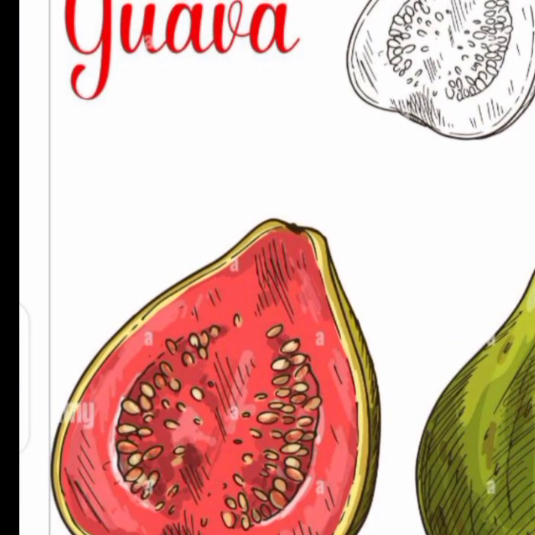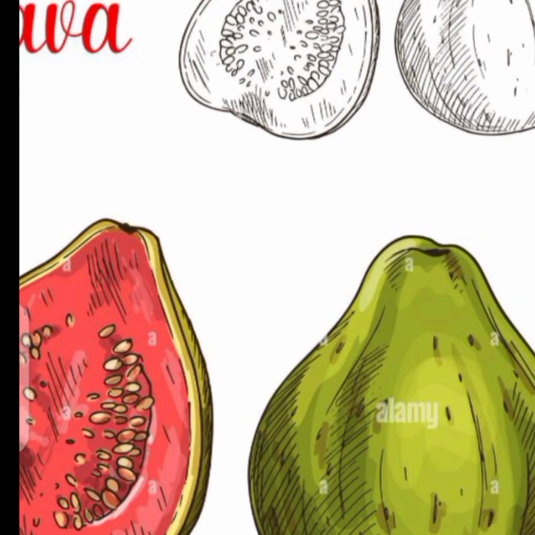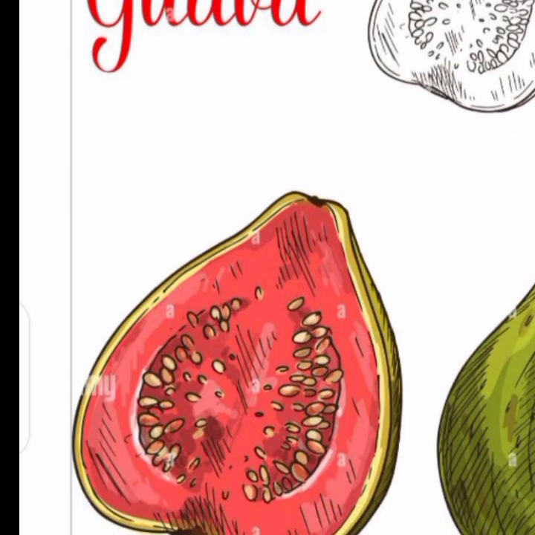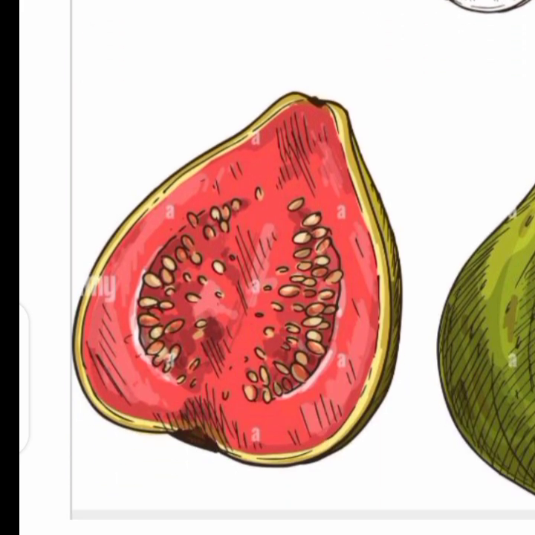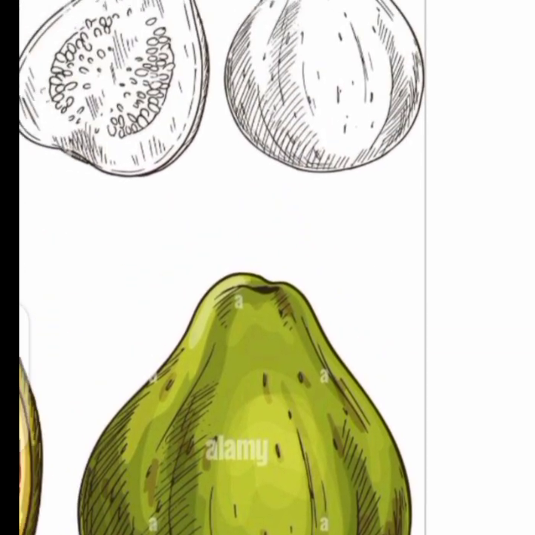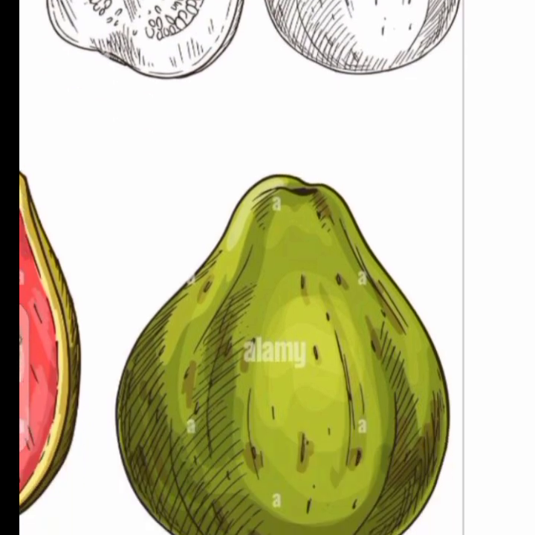Then the color can be green, yellow, or red. This one is actually red, depending on the variety and the ripeness. As for shape, guava are typically round or oval. This one is not totally round, but it's kind of round in shape.